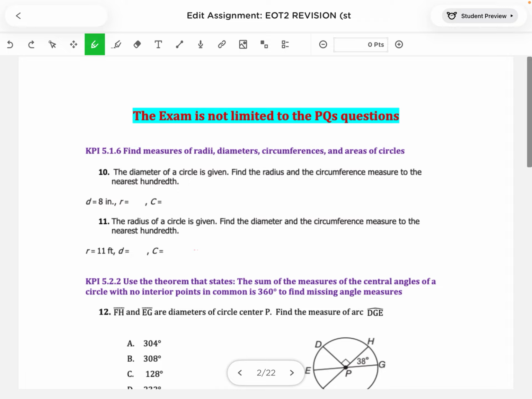Next one, the rule of the circumference of the circle, C equals pi D, or C equals pi R. Area of a circle, area equals pi R square.